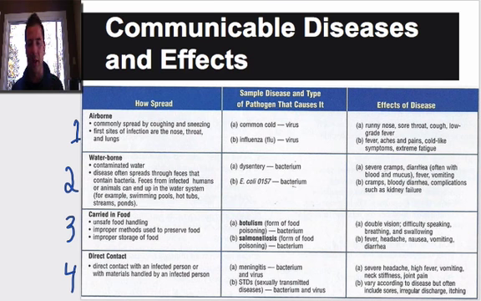Maybe some of you have had these things before. I know I've definitely had a cold, I've definitely had the flu and things, but I've never had botulism or salmonella or anything like that. You might have come across some of these as well.